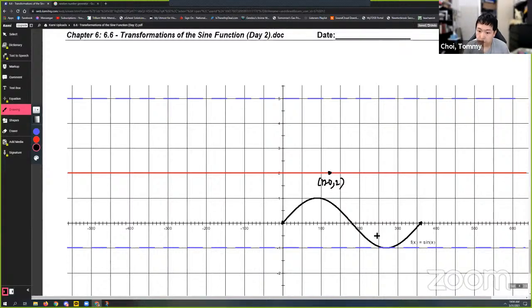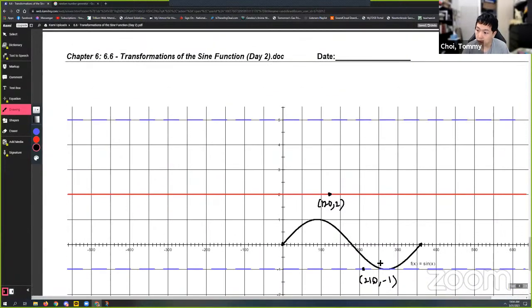From there, you can continue graphing it by using your key values. So 90 plus 120 is 210. And that's going to be at the bottom here because it's reflected. Okay, we have a vertical reflection, so it's going to go down first. Then it goes back to the middle.